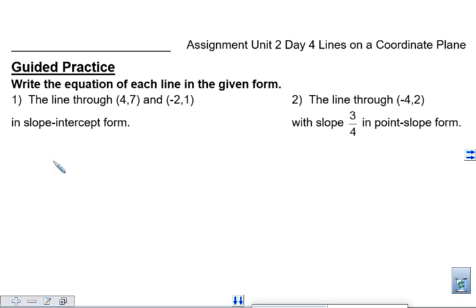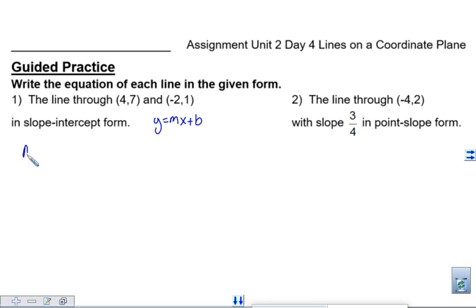Now we're going to work on the guided practice for solving equations. The first one: the line through (4, 7) and (-2, 1) in slope-intercept form. So remember, slope-intercept form is y equals mx plus b. So we need to find our slope and our y-intercept because we do not have it given to us.